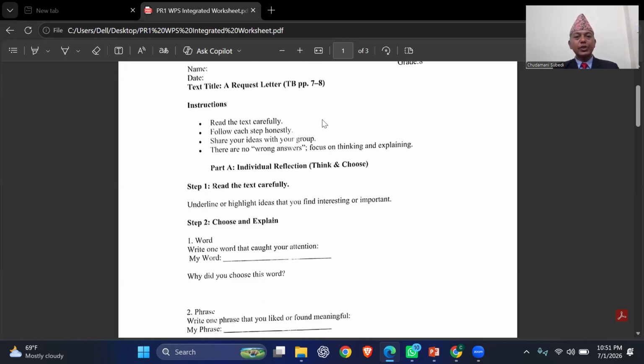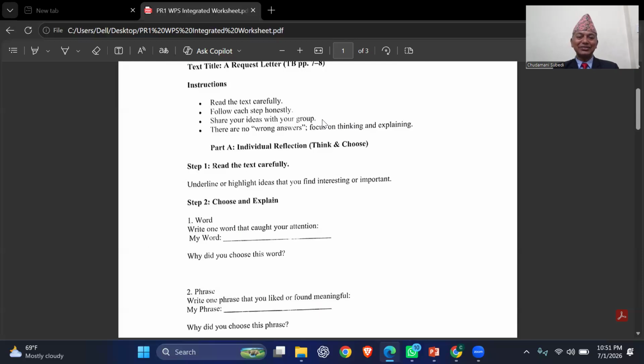In part A, students read the text carefully and underline or highlight ideas that they find interesting or important. In step 2, choose and explain. Students will choose one word that caught their attention. Then, in the same way, they have to write the reason. There is the activity of thinking: why did you choose this word?